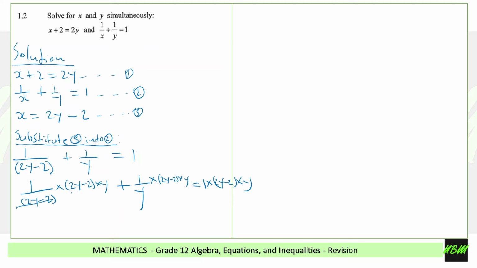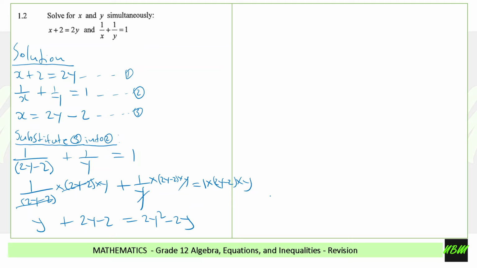So 2y minus 2 cancels 2y minus 2. 1 times y is y, plus y cancels y. 2y minus 2 multiplied by 1 is 2y minus 2, will be equals to y multiplied by 1 is y times 2y, 2y squared, y times minus 2 minus 2y.